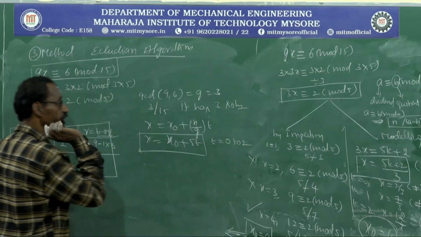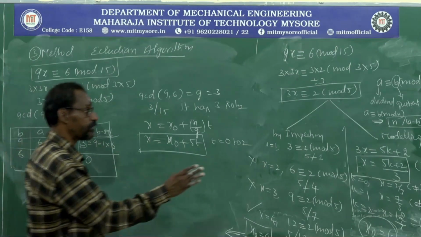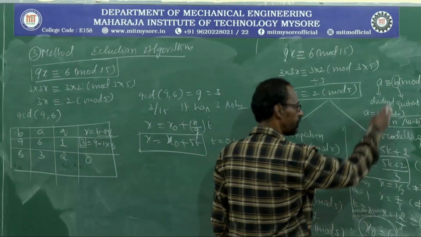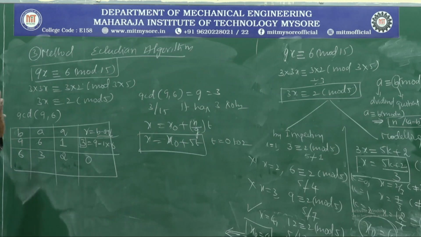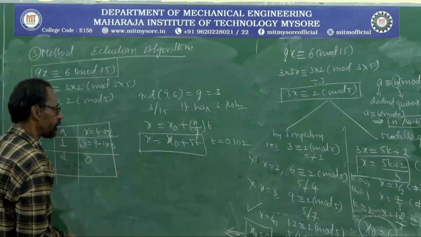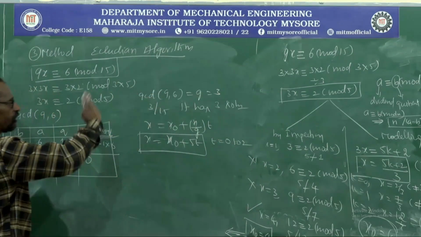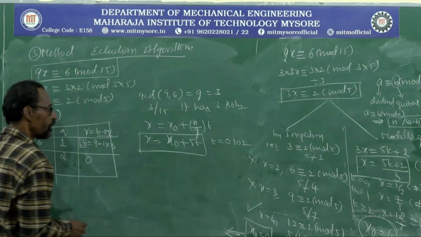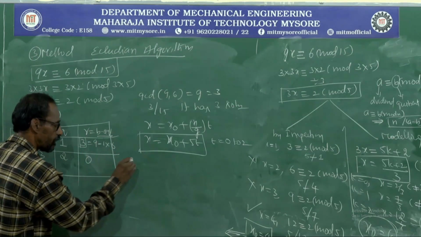Again, the question is, I should find the x naught. You can find x naught using 3 methods. One is the inspection method, another is the modeling method, and another is the extended Euclidean algorithm method. I would like to go with the extended Euclidean algorithm method. I am discussing 3 different cases in one problem. Whichever method you want, you can follow. Now I will apply the extended Euclidean algorithm.